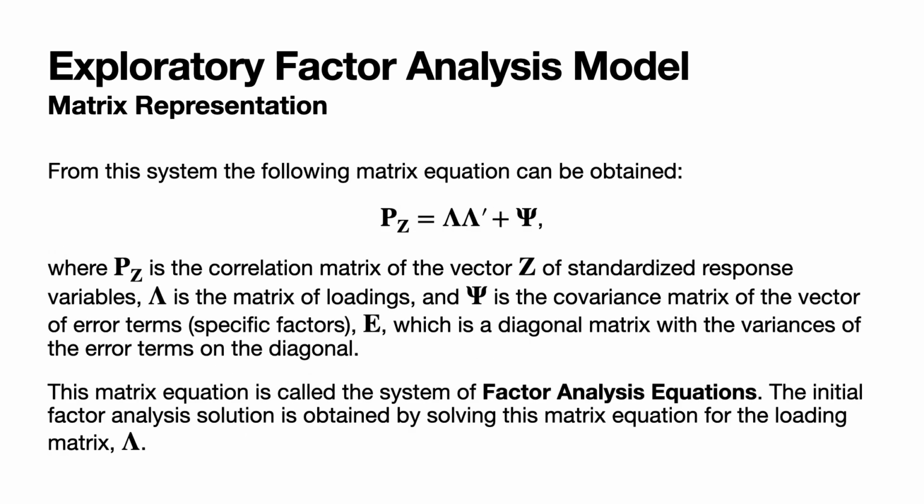And then from that system, the following matrix equation can be obtained. We have P sub z equal to bold lambda times bold lambda prime, or transpose, plus capital psi. In this matrix equation, P sub z is the correlation matrix of the vector of standardized manifest variables, capital Z. Again, bold lambda is the matrix of loadings, the matrix of the lambda values. And capital psi is the covariance matrix of the vector of error terms. In other words, it's the covariance matrix of bold E, and its structure is that of a diagonal matrix with the variances of the error terms, eta 1 through eta 5, on the diagonal.